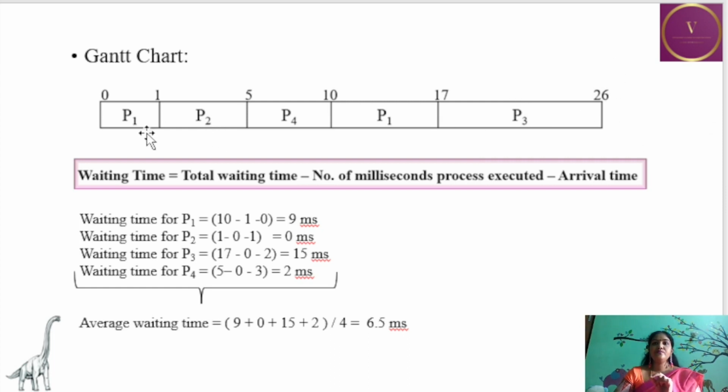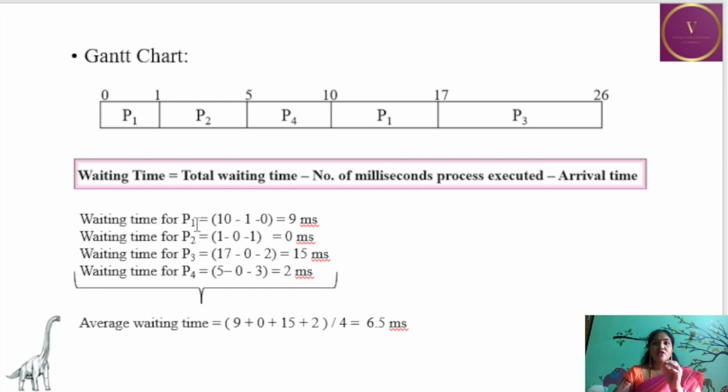Alright. Okay, now what is the formula to calculate the waiting time? So here is the formula for calculating the waiting time. Waiting time is equal to total waiting time minus number of milliseconds the process has already executed, and minus arrival time. So we'll be calculating the waiting time for each process one by one.